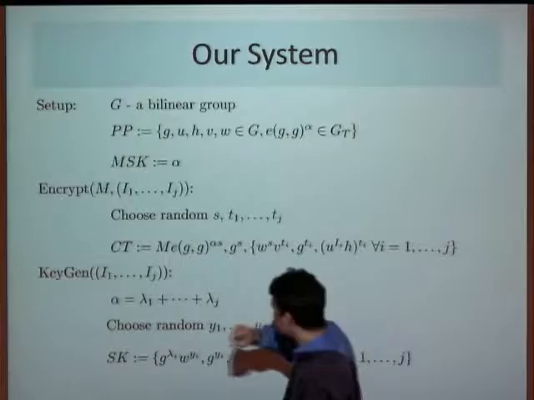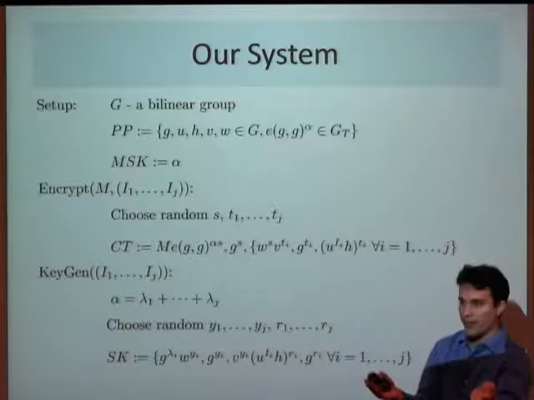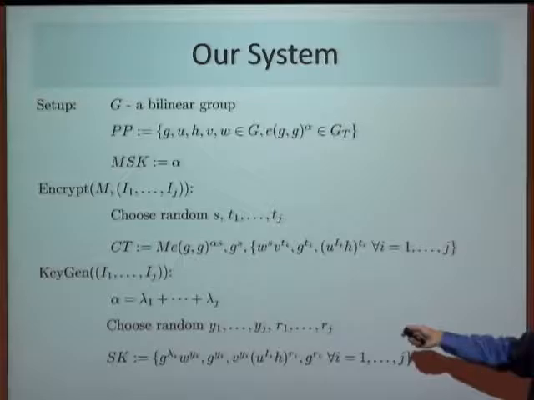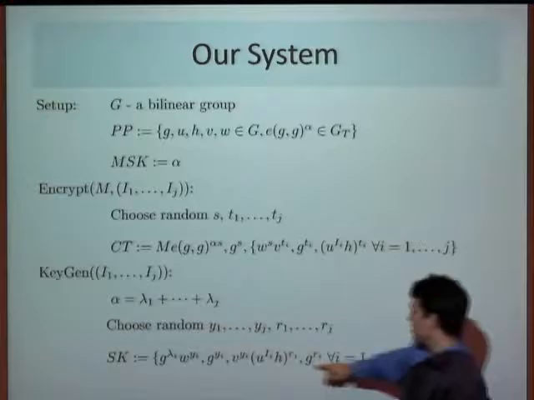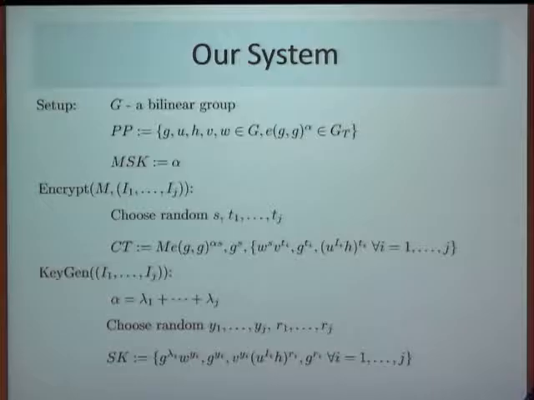So I'm making a key for you, right? Let's say you're at depth 5. The authority chooses lambda 1, lambda 2, lambda 3, lambda 4, all the way to lambda 5, such that they sum to alpha, and I give you the key according to this algorithm. No, I don't give you alpha. That's the master secret key. I shouldn't give you alpha. I don't even give you the lambdas.